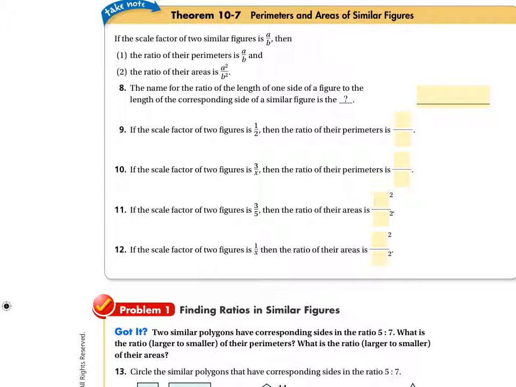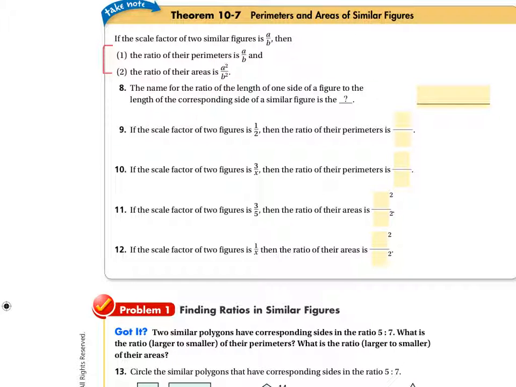So we get a theorem. 10-7, perimeters and areas of similar figures. It says if the scale factor of two similar figures is a to b, then two things occur. The ratio of their perimeters is a to b, and the ratio of their areas is a squared to b squared. Why do you think it went from a to b to a squared to b squared?